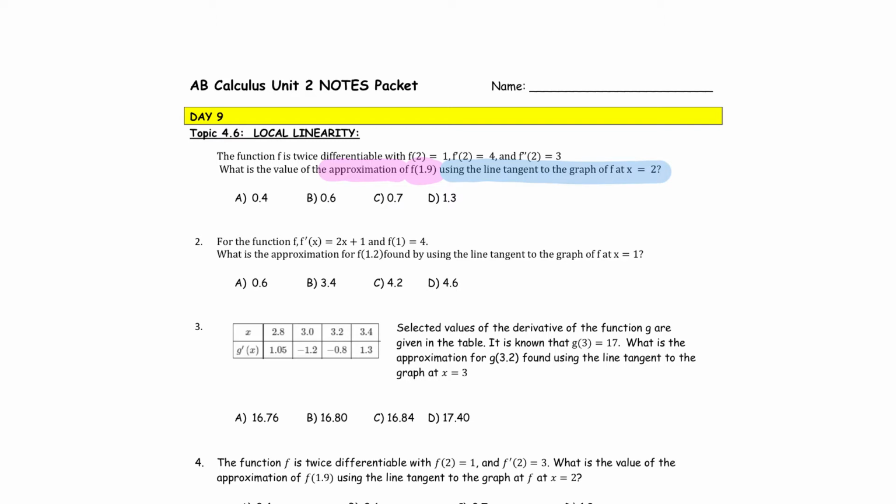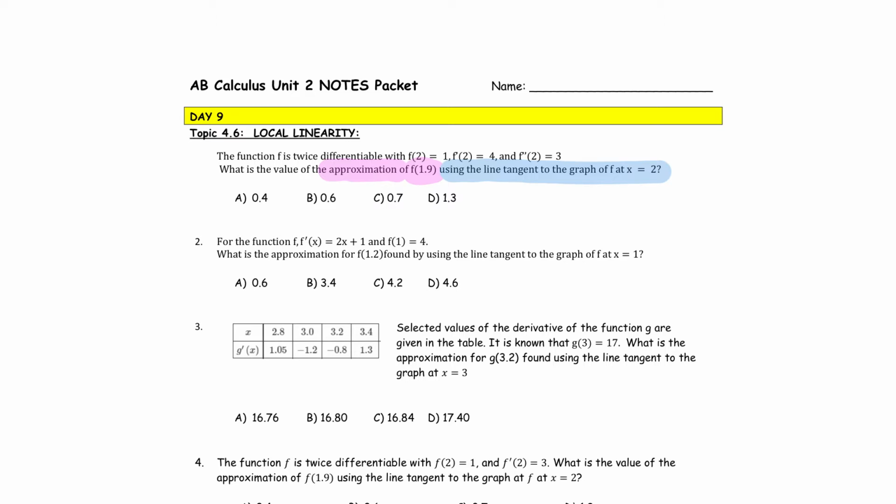So they're telling us which line to use. That's the tangent line. And our goal is to approximate the y value when x is 1.9. Because we don't actually know anything that's happening at 1.9, we have to approximate it. So since x equals 2 is close to 1.9, we're allowed to use its tangent line to help us out.